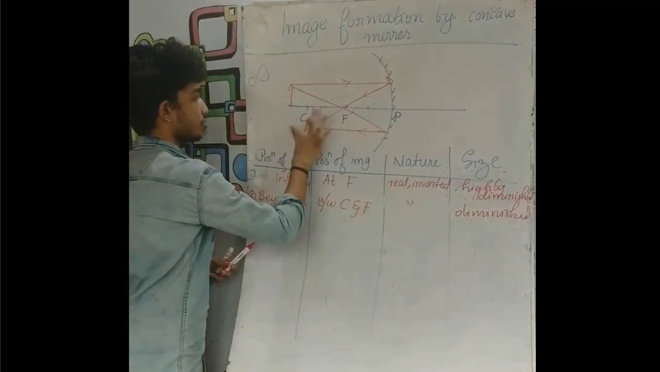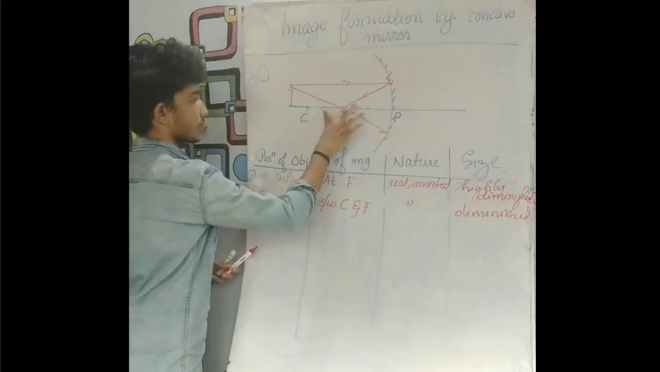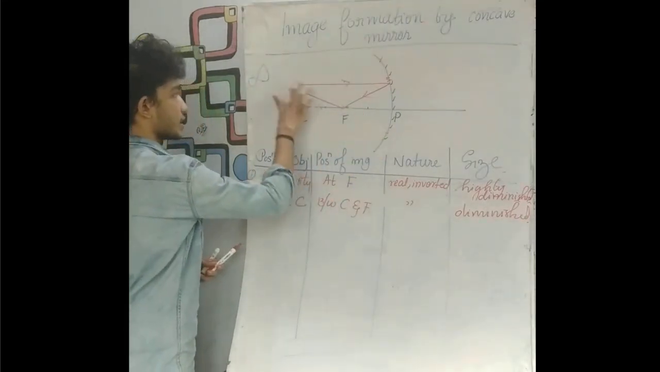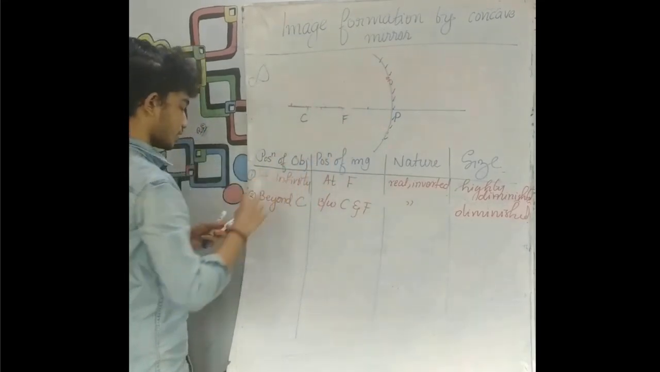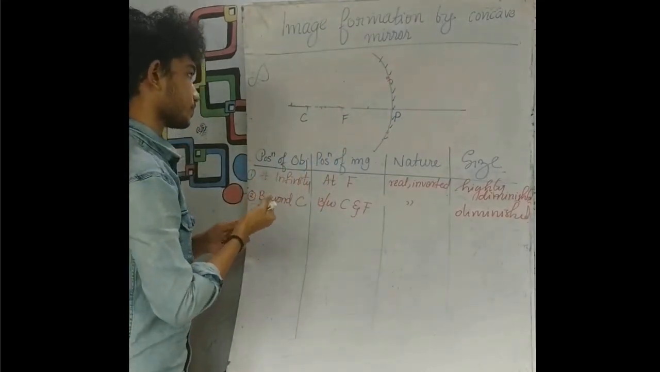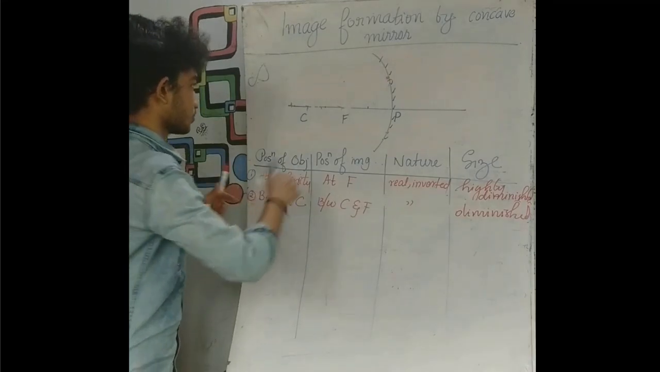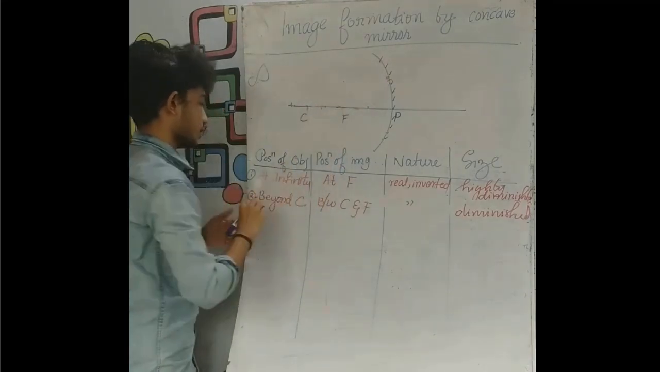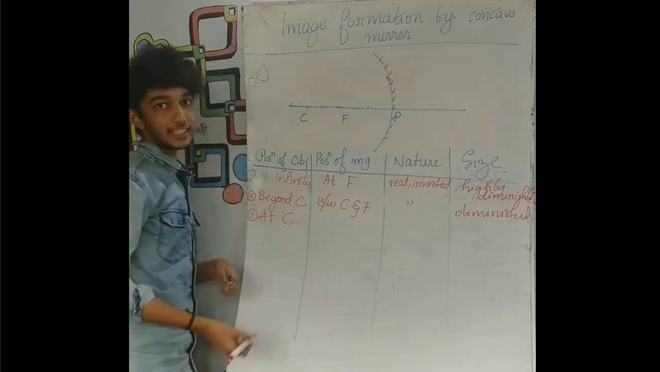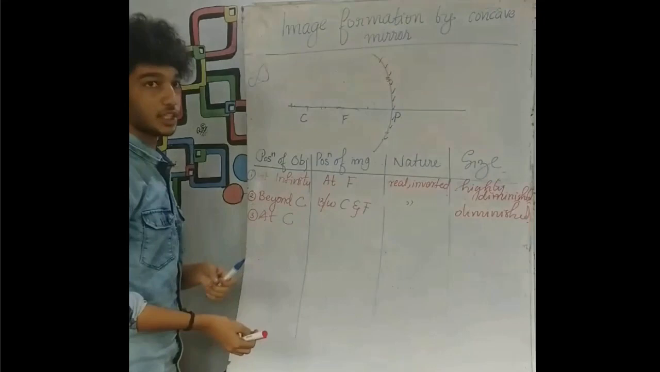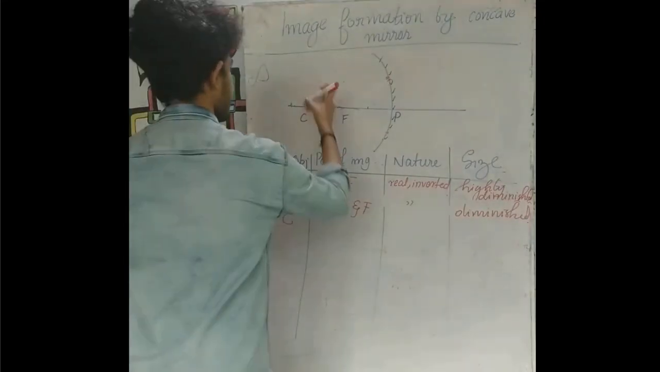Next, let us analyze the fourth case, where we have to place the object. The object has to be placed at the C, or at the center of curvature. Third one, object is placed at the center of curvature. Let us see where the formation of image is taking place.